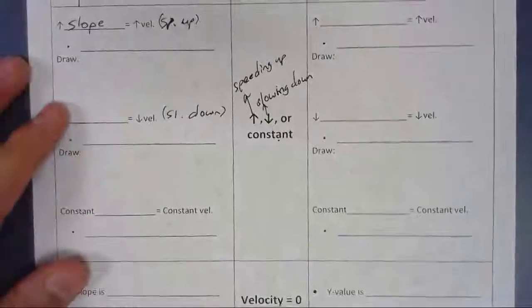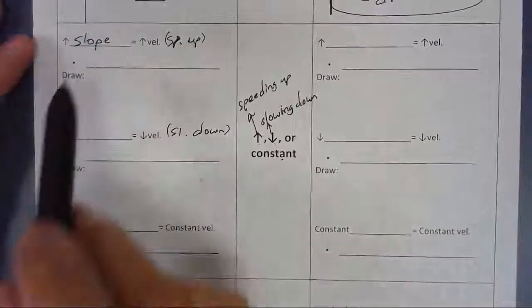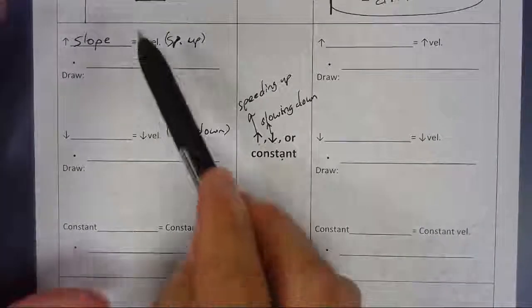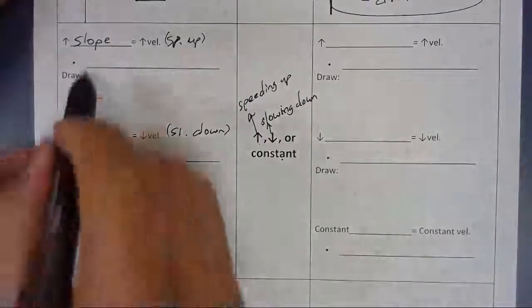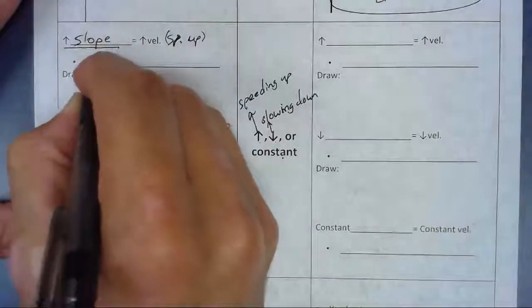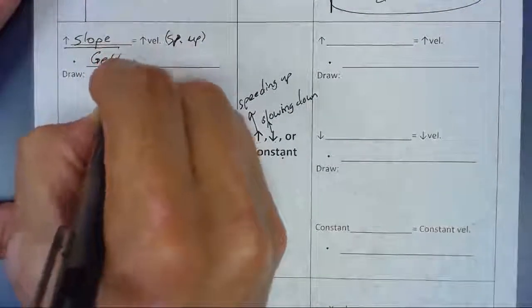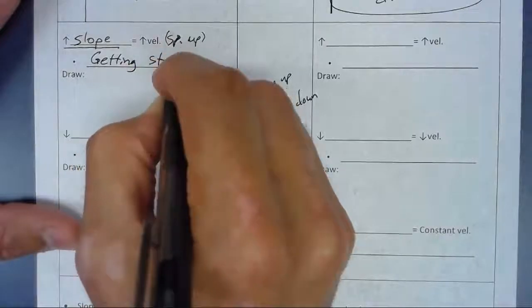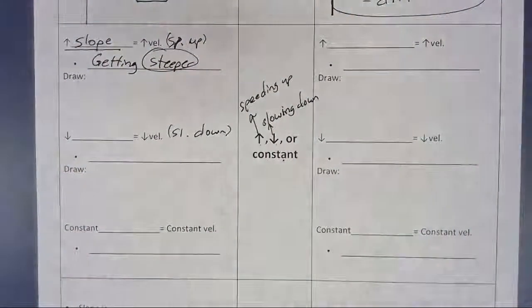Okay, so that's what we're going to be talking about with position versus time graphs. If the slope is changing, that means the line is curved. That means the speed is changing. And specifically with an increasing slope, any line with an increasing slope will be getting steeper. So if the slope is getting steeper, if the line is getting steeper, that means it's speeding up.